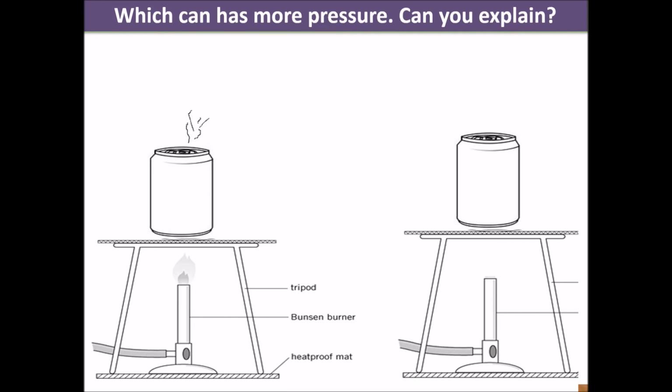This is because the particles inside the can are at a higher temperature. This means the particles have more kinetic energy, they are moving really fast, and that means that they are colliding against the walls of the container. They're constantly hitting the walls of the can, and therefore the pressure inside the can is higher than the one on the right.